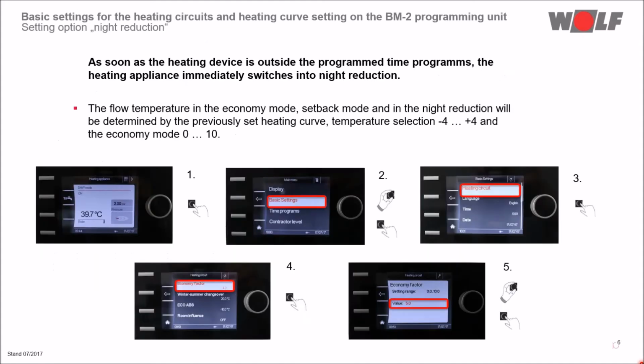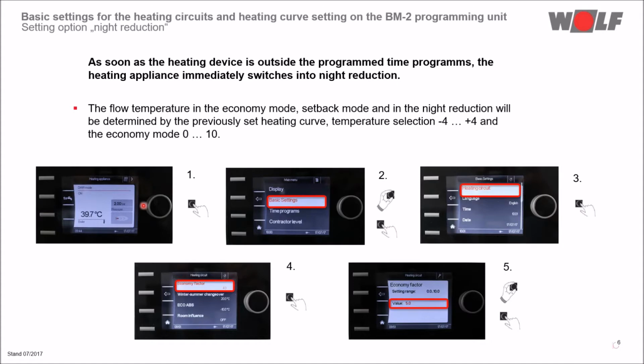What is the night reduction setting option? Outside the program time programs, the heating appliance immediately switches into night setback. The flow temperature in economy mode, setback mode, and in night reduction is determined using the previously set heating curve. The temperature selection is -4 to +4 and the economy factor 0 to 10. The economy factor can be set as follows.